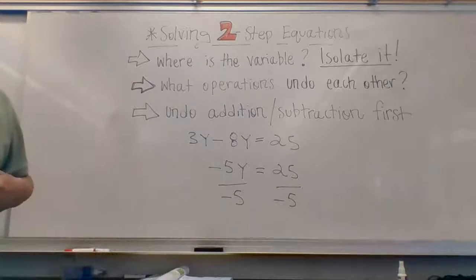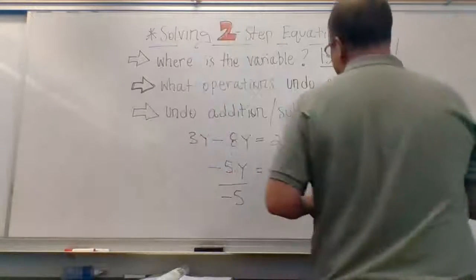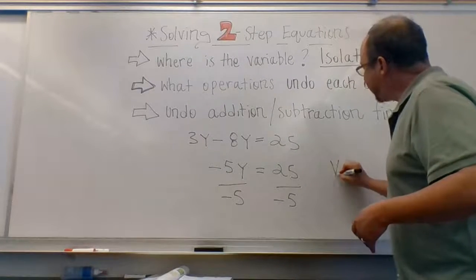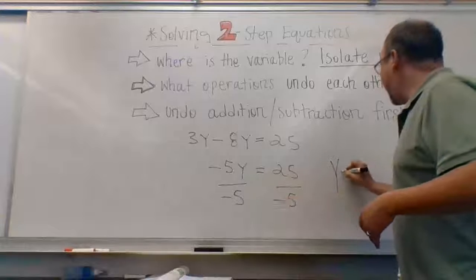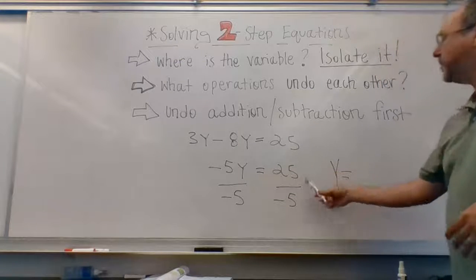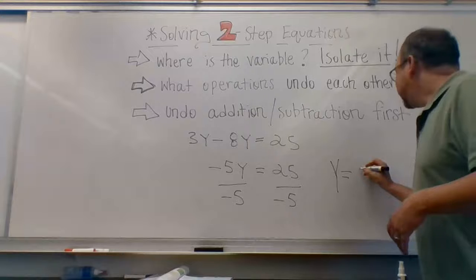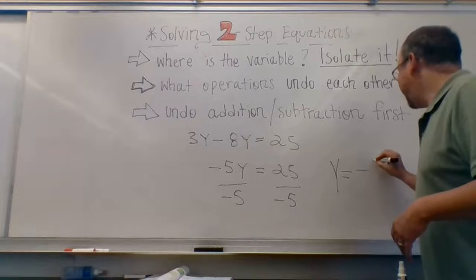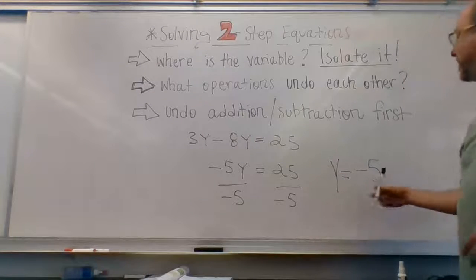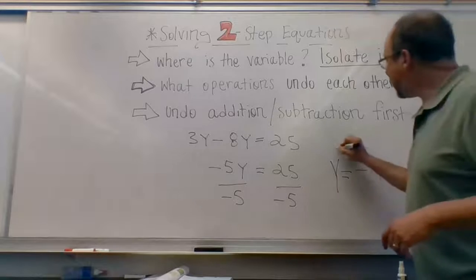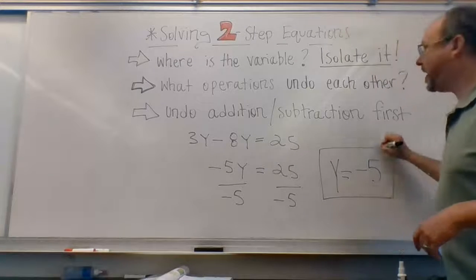So 25 divided by a negative 5. I'm going to come over here again. So negative 5 divided by a negative 5 is 1y. 25 divided by a negative 5 leaves us with a negative 5. Positive divided by a negative is a negative. Final answer, y is equal to a negative 5.